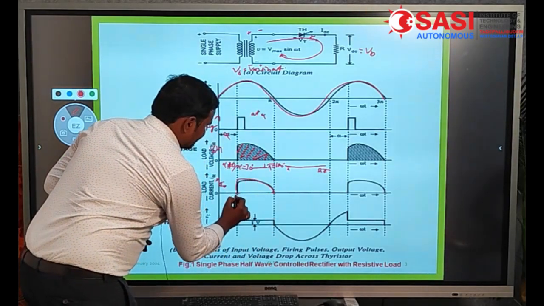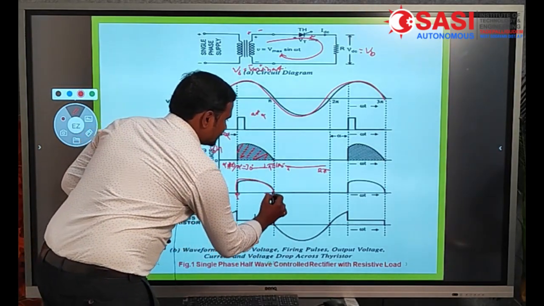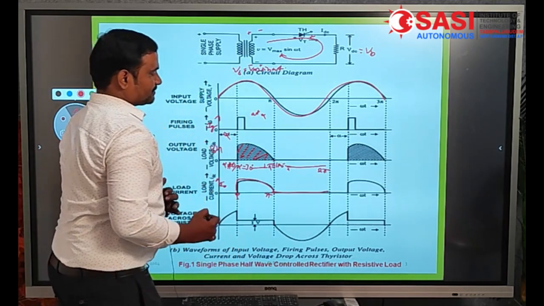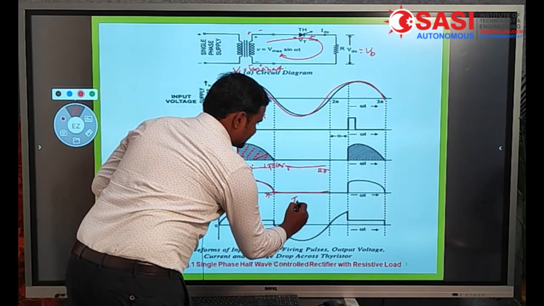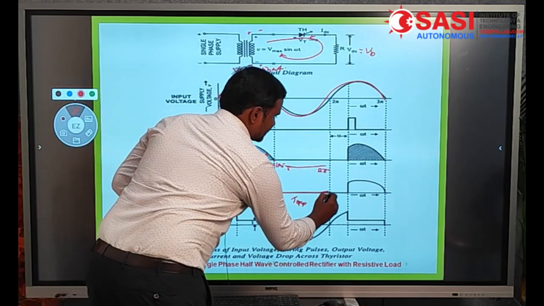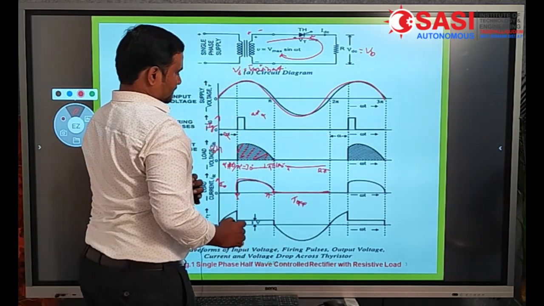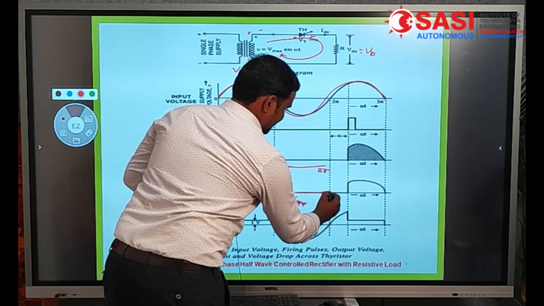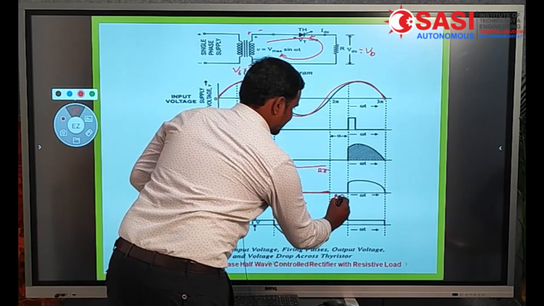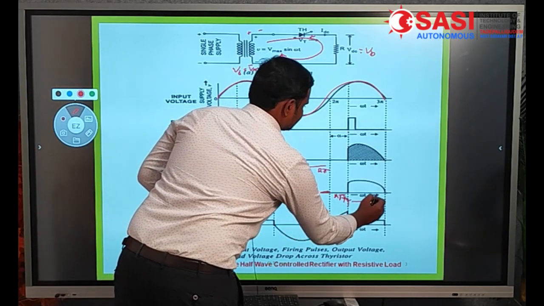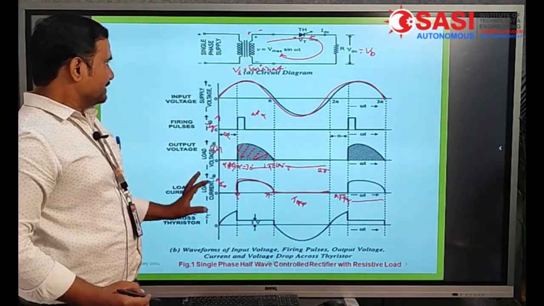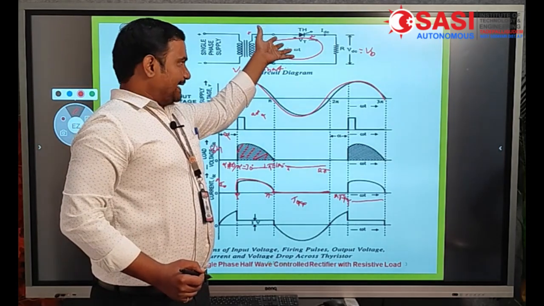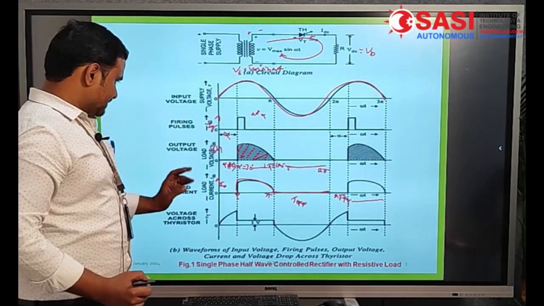So from alpha to pi we will get the current, then there is a discontinuity here because of the reverse supply. So the thyristor is off, that means the T off condition. Then again it will start; it reaches 2 pi, then it will continue, that means at 2 pi plus alpha, it will again start conducting. So this is the way of conducting the thyristor during the positive half cycle, and during the negative half cycle it will be in the off state.